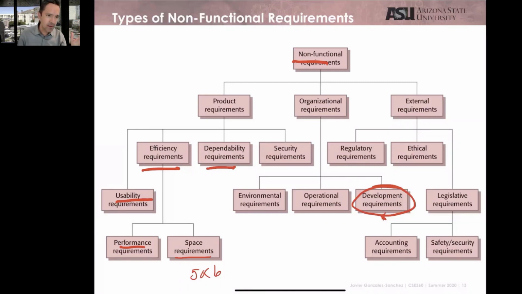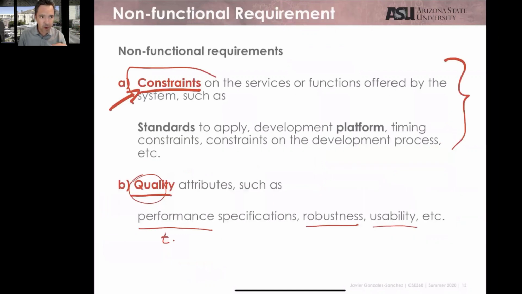I don't know. Whatever thing that the user asks you that is not a functionality, but something related with limitations or quality, is a non-functional requirement. And again, you do not put this in the use case diagram for functionality, but you put this in user stories if you want.